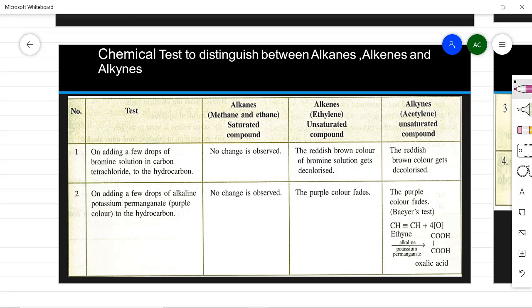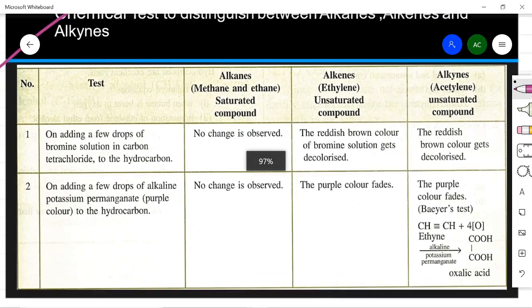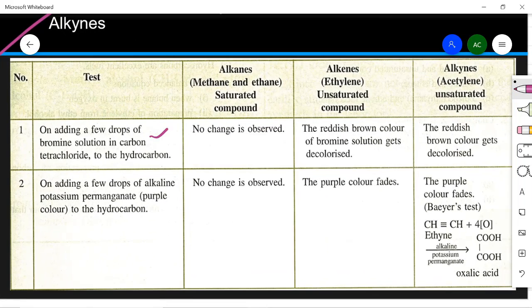Okay, now this is very important, that is chemical test to distinguish between alkanes, alkenes and alkynes. So these are some tests which you have to remember, which you have to learn. On adding a few drops of bromine solution in carbon tetrachloride to the hydrocarbon, no change is observed in alkanes because there is no breaking of bond. But the reddish brown color of bromine gets decolorized. Why is it so? Because the breaking of bonds will be happening. Unsaturated will be turning to saturated. And similarly here also the same.